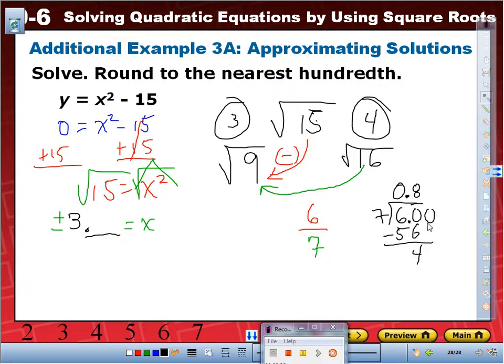Subtract. We're left with 4. Add another 0. Bring that down. 7 does not fit in there. It just fits in there 5 times. That's 35. Subtract, that's 5, add a 0, bring that down. 7 fits in there 7 times, that's 49. And I'm going to stop there because they're asking us to round to the nearest hundredth. So my hundredth place is this one. So this tells me that it goes up to what? 86. If this number to the right is greater than 5, this one goes up to the next number, which is 6. So my decimal value is 3.86.